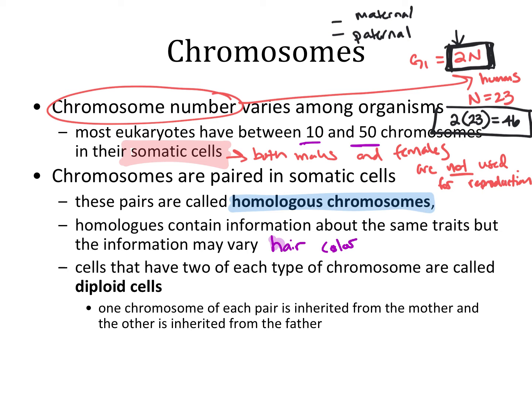But mom might give you a gene for brown hair, and dad might give you a gene for blonde hair. Okay? So it's the same trait, which is hair color, but the information can vary because mom can give you one version and dad can give you a different version. Because you have two of everything, we refer to your somatic cells as diploid, because what does di mean? Two. You have two of everything, right? One from mom and one from dad.